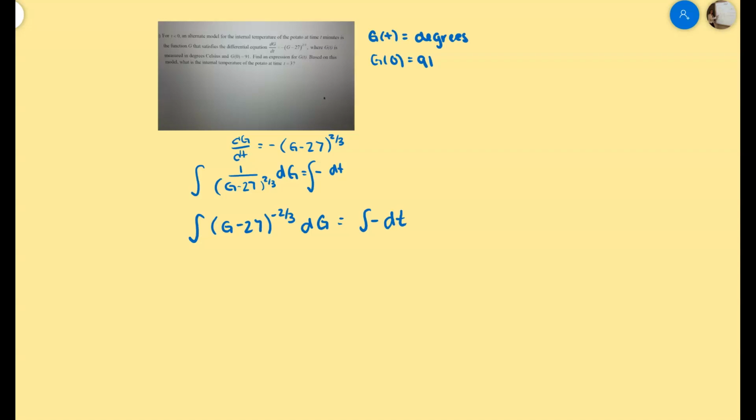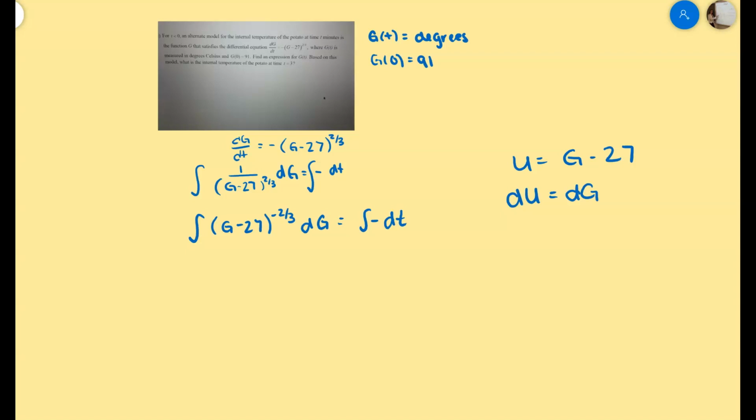And the inside is a u value, so we're going to do u-substitution, so u equals g minus 27. And then du equals the derivative of that. The derivative of g would just be 1, the derivative of 27 would be 0, so the derivative would just be dg. So du equals dg, and we can substitute that out.